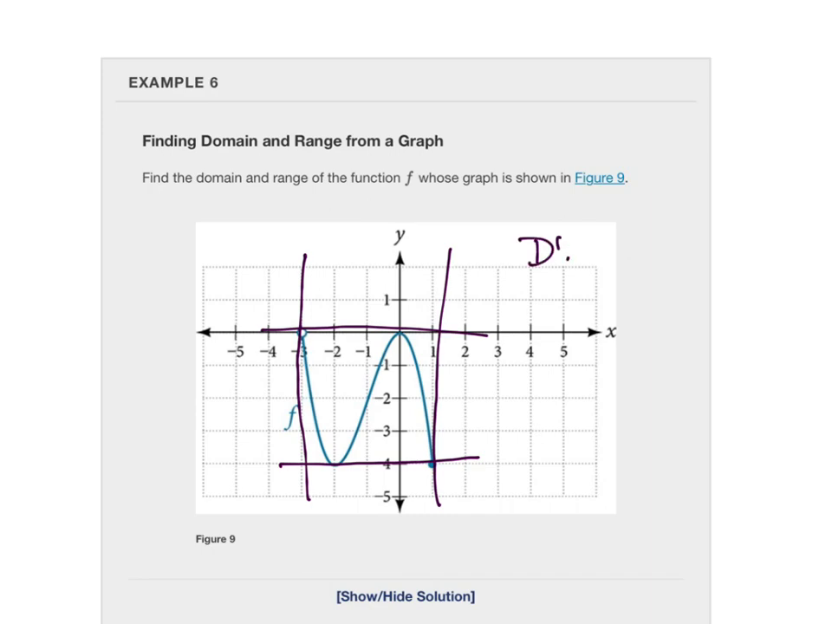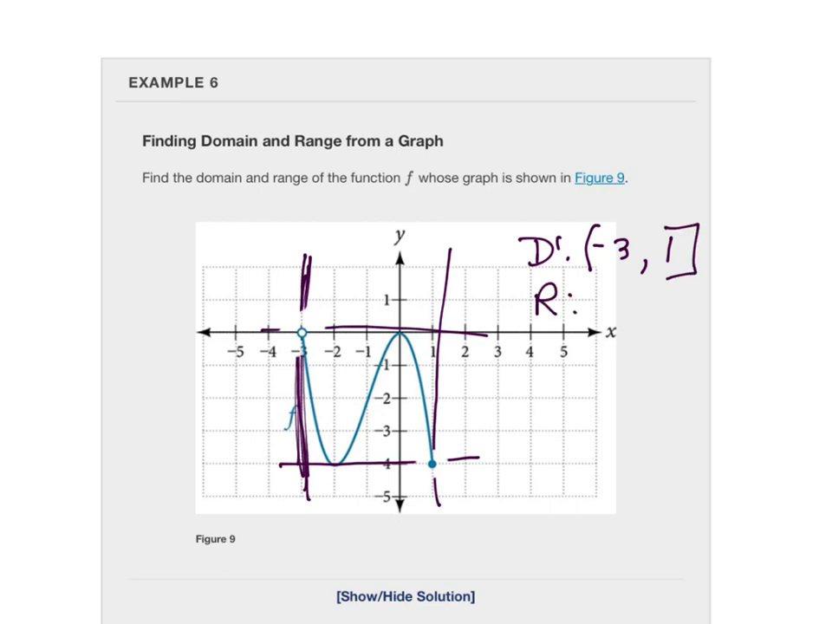The domain is going to be left to right. Left to right. So what's the leftmost x value that this function is able to go to? -3. And look at the picture, which I just colored over, but you can tell that at -3, it's an open circle. So that's going to be noted by open parentheses. That means it goes to -3, but doesn't equal -3. What's the furthest right value that this function touches? 1. And look at the dot at 1. Closed. Square bracket.